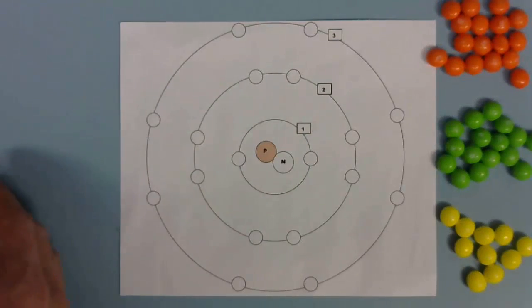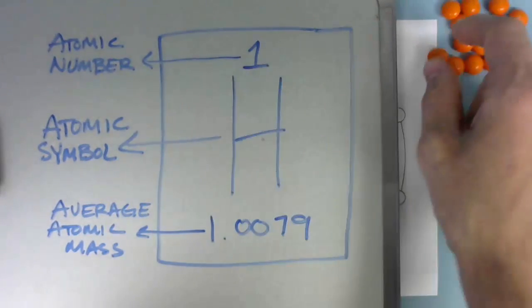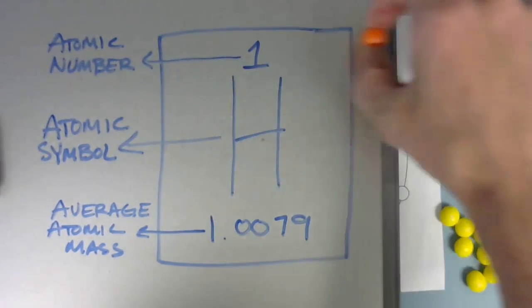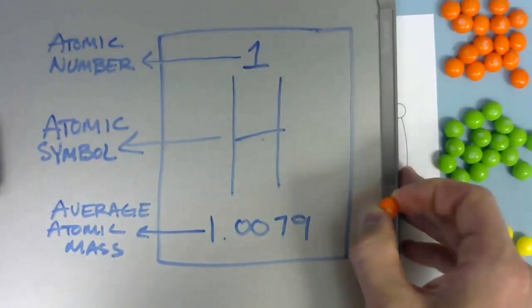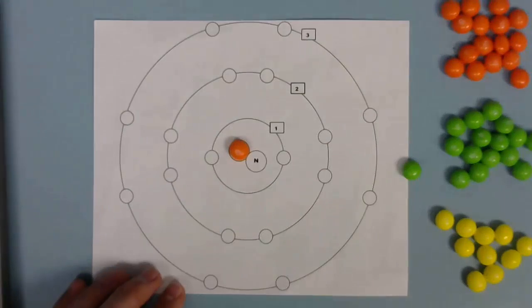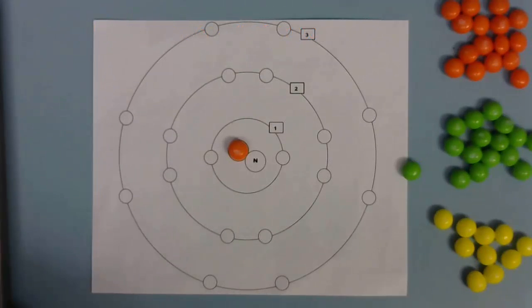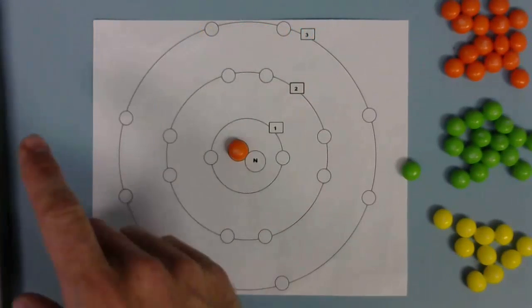Okay, so if you remember, the atomic number of hydrogen was 1. So that means it has 1 proton. And so, because the proton goes in the nucleus, you're going to put 1 proton there. Now, to determine the number of neutrons, all you have to do is take the atomic mass and subtract the number of protons.